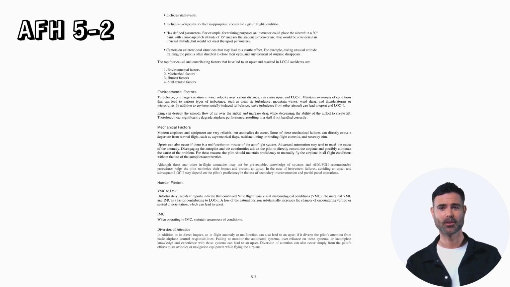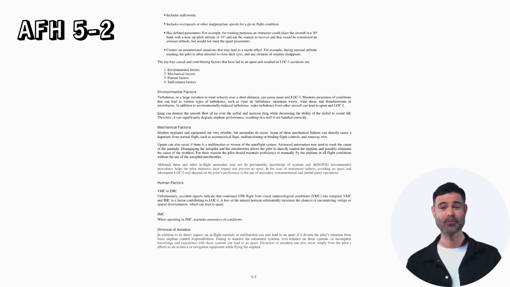Although these and other in-flight anomalies may not be preventable, knowledge of systems and AFM/POH recommended procedures helps the pilot minimize their impact and prevent an upset. In the case of instrument failures, avoiding an upset and subsequent LOC-I may depend on the pilot's proficiency in the use of secondary instrumentation and partial panel operations.